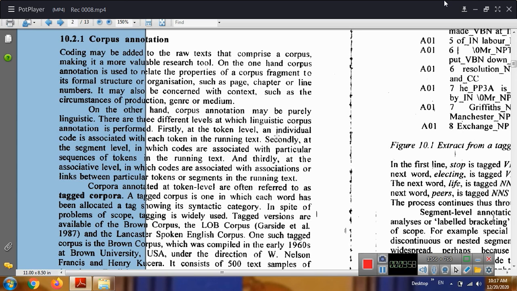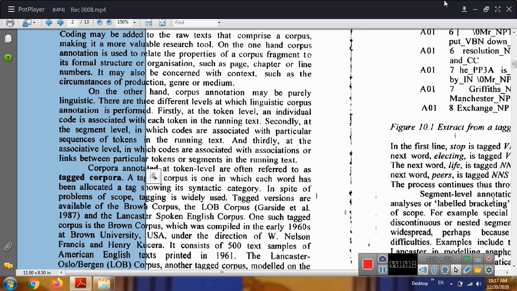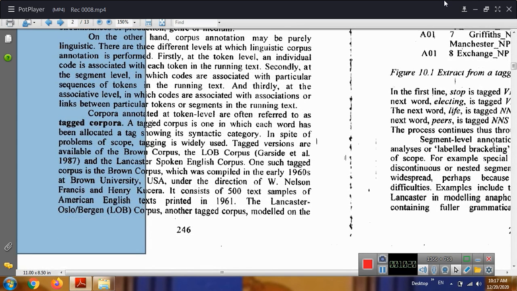In token level, the individual code is associated with each token. At the segment level, codes are associated with particular sequences of tokens in the text. And at the associative level, the codes are associated with associations or links between particular tokens or segments in the running text. Corpora annotated at token level are often referred to as tagged corpora.